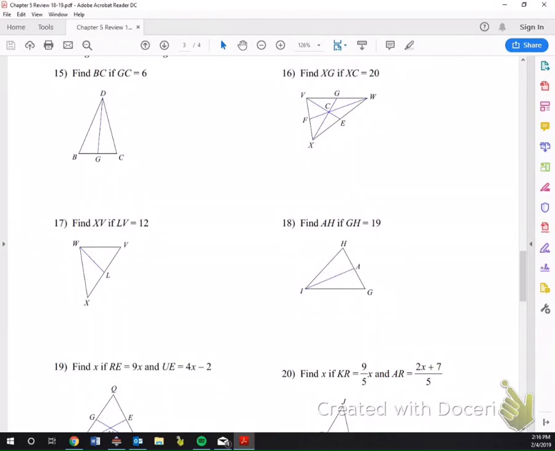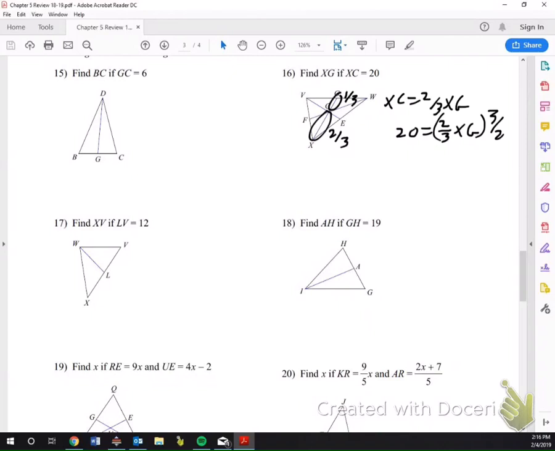The centroid is the balancing point of the triangle. It is also located 2/3 of the distance from the vertex to the midpoint. That means the distance from X to C is 2/3 of the distance from X to G, and C to G is the other 1/3. Here, we know XC, from vertex to centroid, is 2/3 of the whole. We plug in 20, so 20 equals 2/3 times XG.